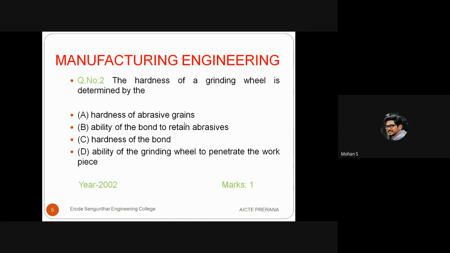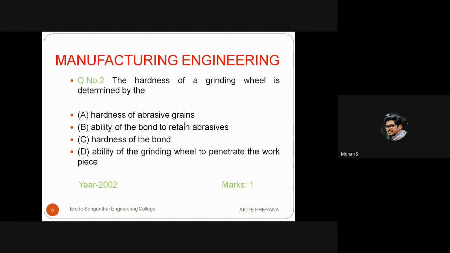The first option is hardness of the abrasive grains. The second option is the ability of the bond to retain abrasive grains. The third option is hardness of the bond. And the fourth option is the ability of the grinding wheel to penetrate the workpiece. Let us see the meaning. Hardness of the abrasive grains means whatever abrasive grains you are selecting, they should be hard. Is that what determines the hardness of the grinding wheel? That is the first option.